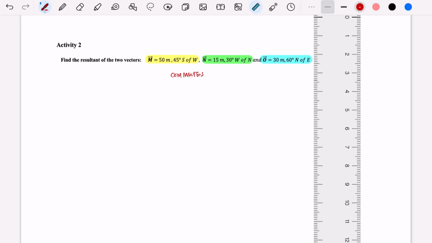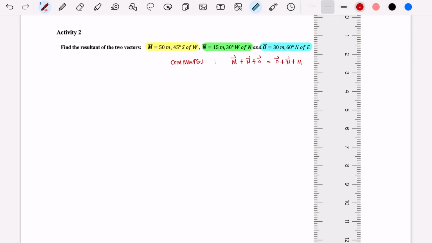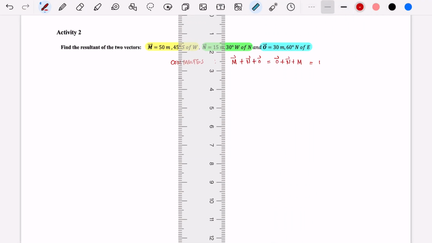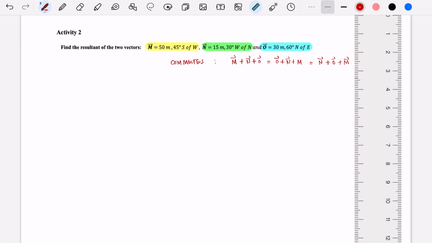Vector addition commutes. So what this means is that if I take vector M, add vector N, and add vector O, I get the same result if I reverse the order, such that I have vector O plus vector N plus vector M. The order doesn't really matter. So it could be the same also if I start with vector N plus vector O plus vector M, and other possible combinations. Now, for the sake of this video, I'm simply going to follow the order from M to O.